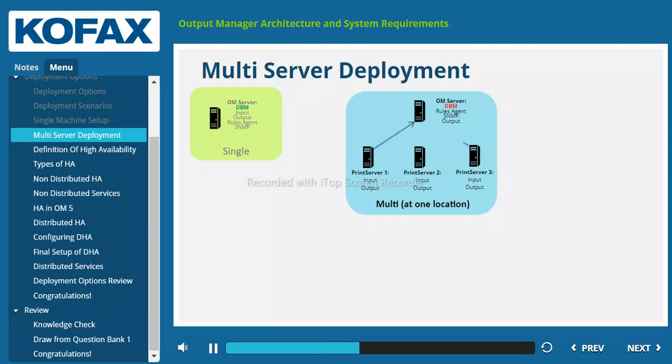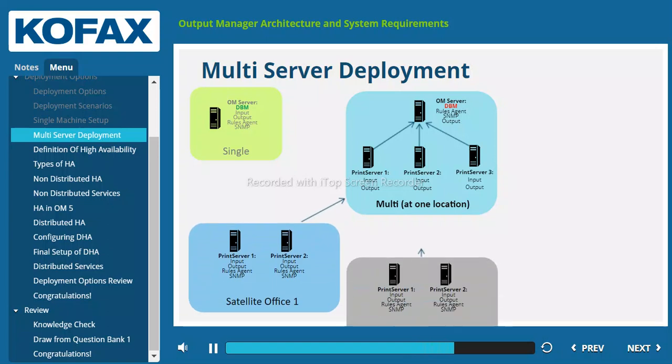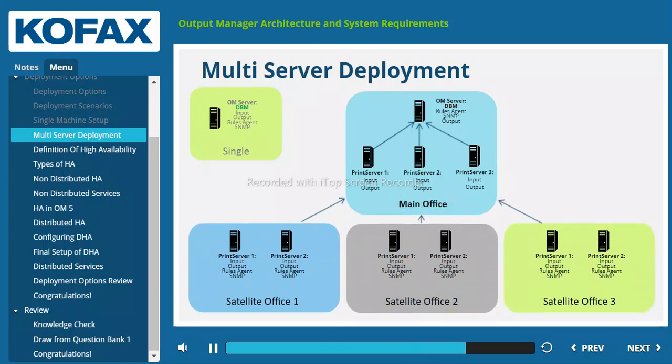A multi-server deployment splits up the services onto print servers. Each print server can be running one or more of any of the non-DBM services. Only the OM server has the DBM service running on it. Multi-server can also be spread across multiple offices in a wide area network. Each satellite office would have one or more print servers running the non-DBM services and point to the main office's OM server where the one and only DBM would reside.